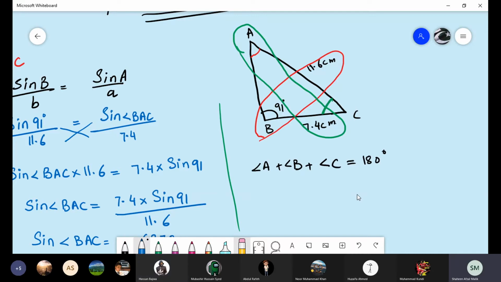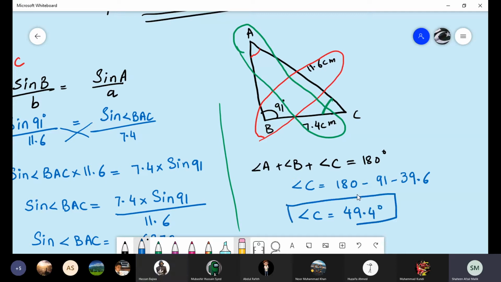Just now we found the value of angle A because we want to find angle C. So keep angle C in this place. It will be 180 minus 91 minus 39.6, and tell me the answer. 49.4 degrees. So now we have all three angles with us.